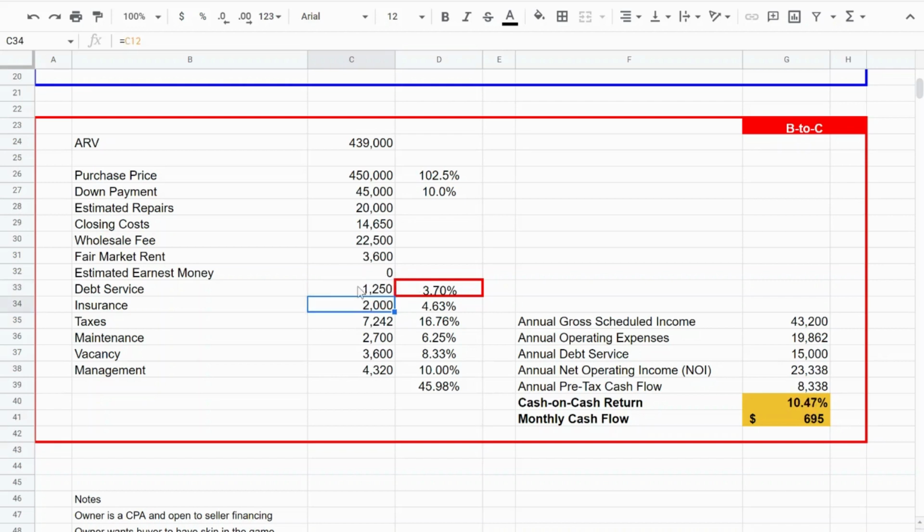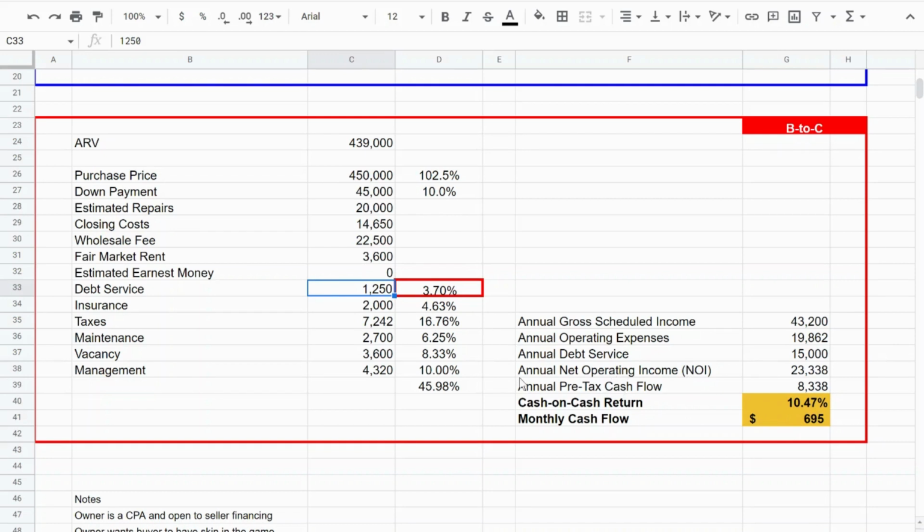Okay, so 1250. If an investor pays 45,000 down, 20,000 in repairs, and 14,650 in closing costs, and 1250 a month, then that investor is getting 10.47% cash on cash return, which is awesome, and they're getting nearly $700, $695 in cash flow. Let's start with that for now. Let's take that and work our way backwards.